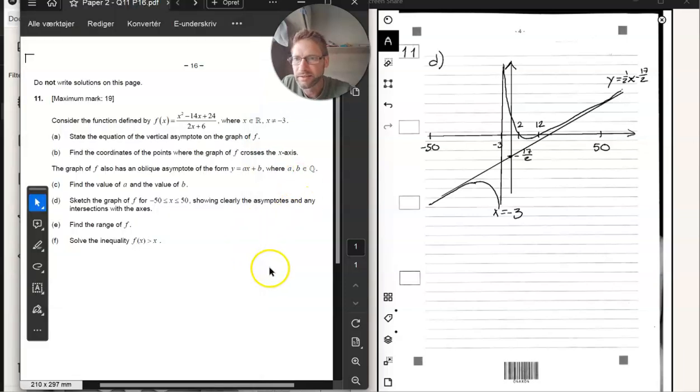Let's just check. Did we sketch the graph? Did we clearly show the asymptotes and any intersections with the axis? Well, no. We need the intersection with the y-axis that they didn't ask for. So let's just calculate f of 0 that we haven't calculated yet. That's pretty nice because that's just 24 over 6. So that's 4. So up here it says 4. And that's kind of all they could ask for.